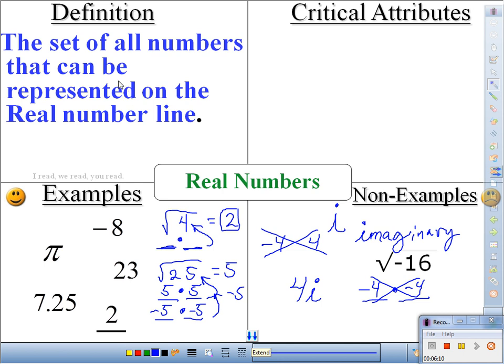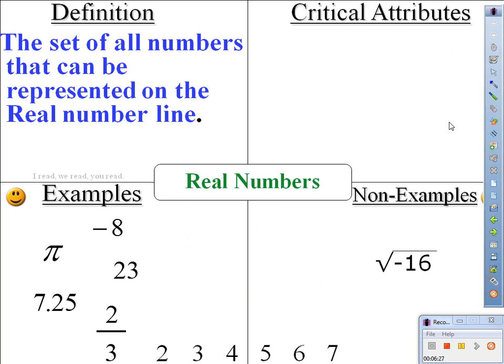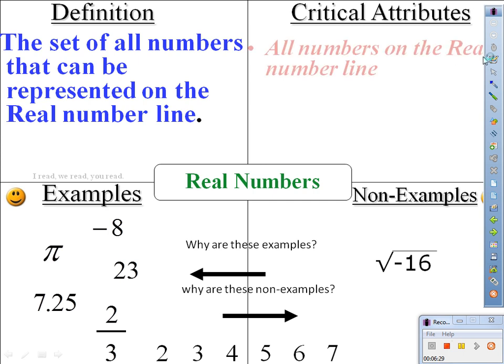So, what is the most important thing to remember about real numbers? They can be where? Found in the real number line. So that goes here on the critical attributes. Write that down. All numbers on the real number line.